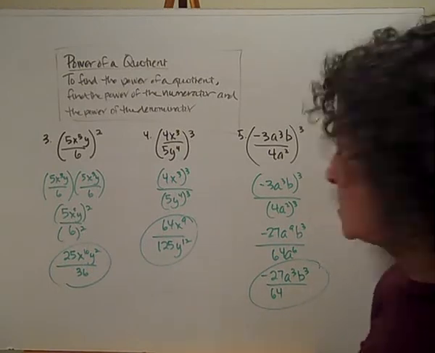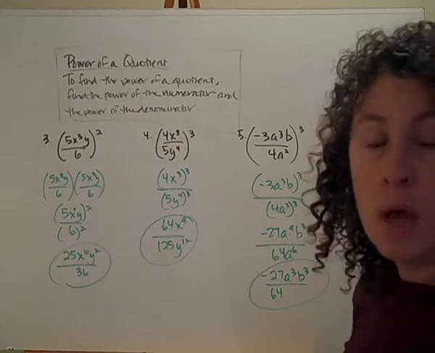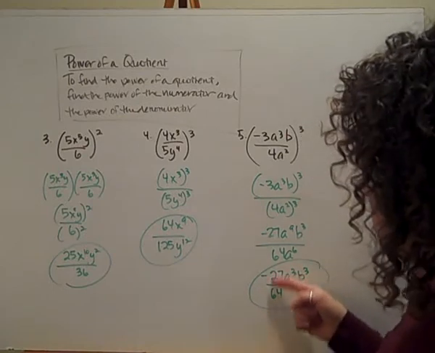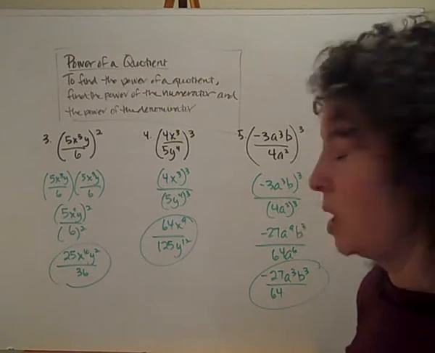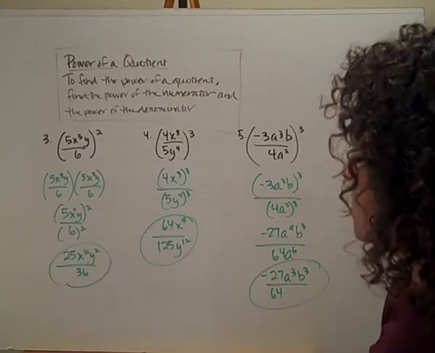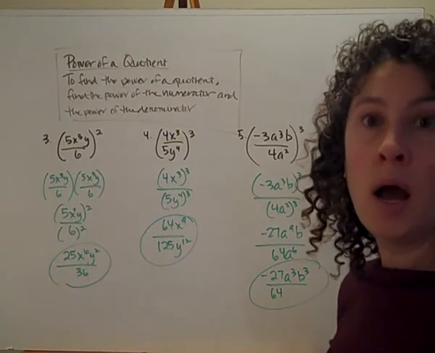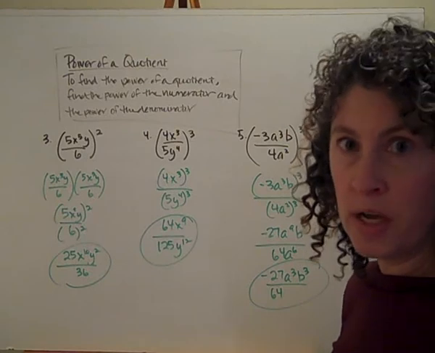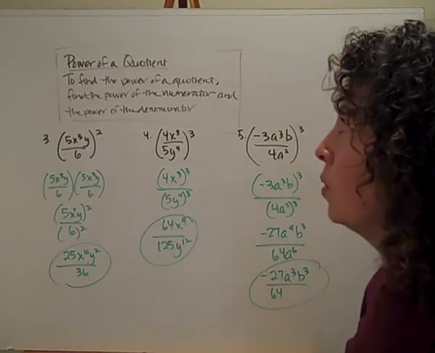Each base appears only once. I don't have any powers of powers. My fractions are all simplified. 27 over 64, there's nothing I can do with that. And no negative exponents. Looking good. So applying our rules of simplifying our monomials, starting to work with quotients.